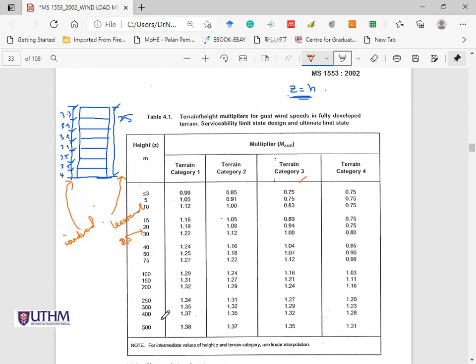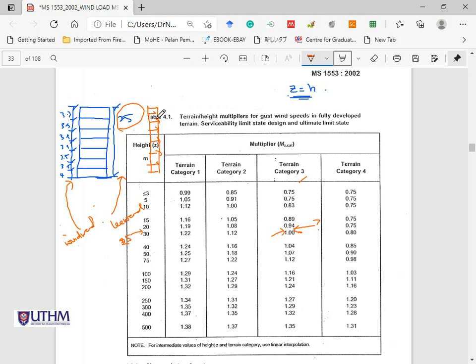Okay, again we come here. We need to find the value here. Using the interpolation, then you get the value here. So this is for the total height using the 25. Once you get this value, the Mz,cat, the terrain height multiplier, you can use this value for the leeward, because at the leeward here, the loading is uniform from bottom to top of the flat.